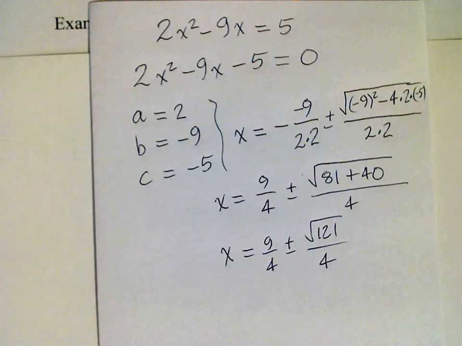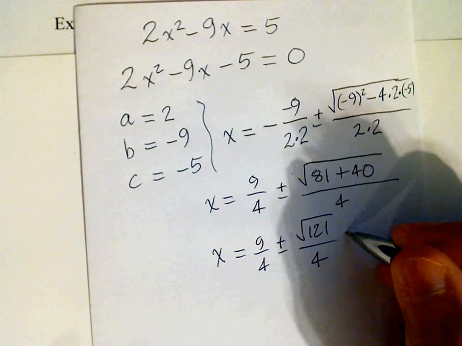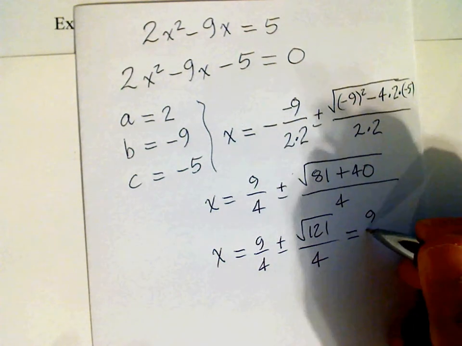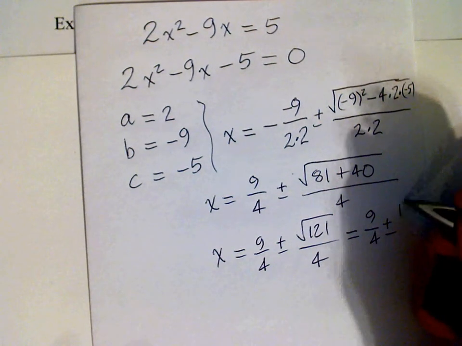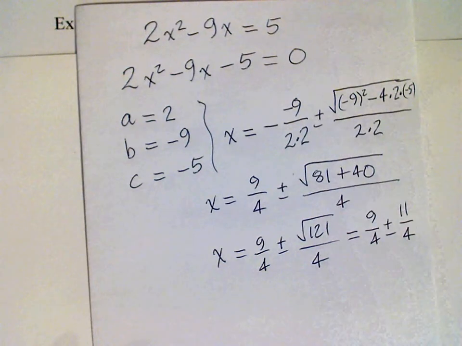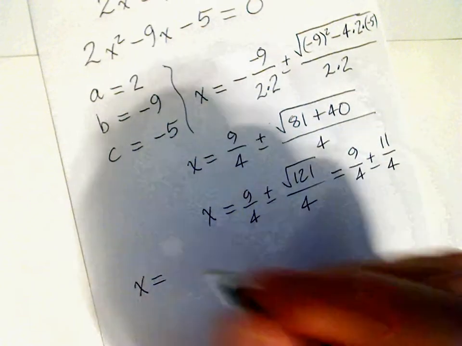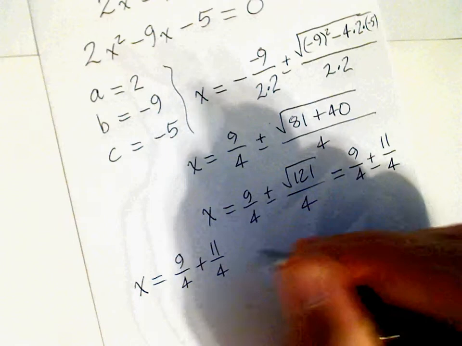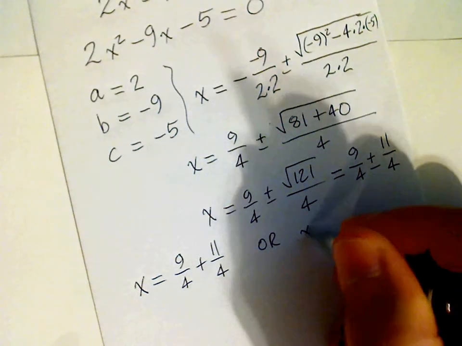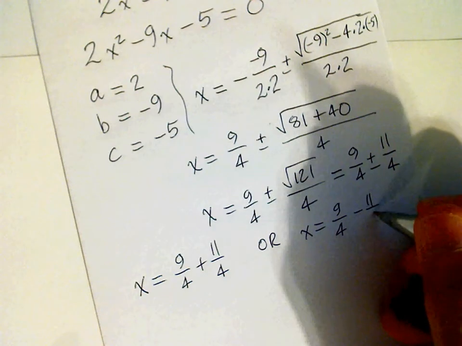Now as it happens, 121 is a perfect square, and so we can actually take the square root and get a whole number. 9/4 plus or minus 11/4. And so we can write down our two answers. X equals 9/4 plus 11/4, or X equals 9/4 minus 11/4.